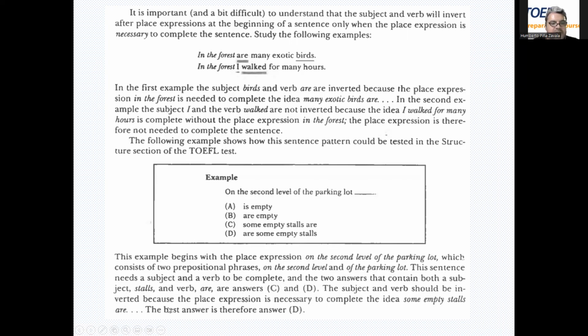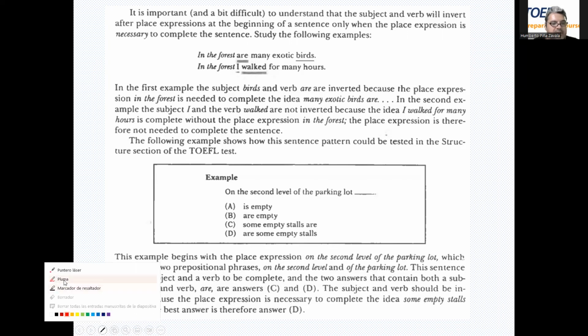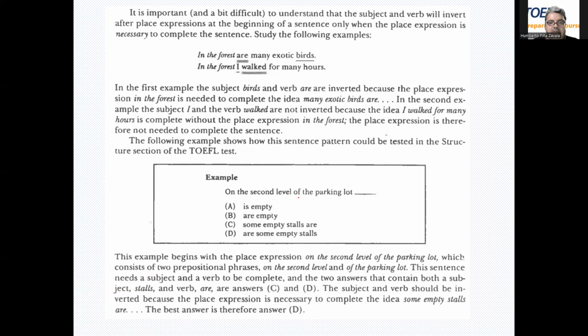The subject and the verb should be inverted because the place expression is necessary to complete the idea. Some empty stalls are. The best answer is therefore answer D. On the second level of the parking lot are some empty stalls.